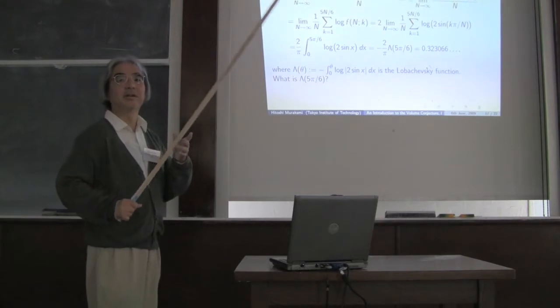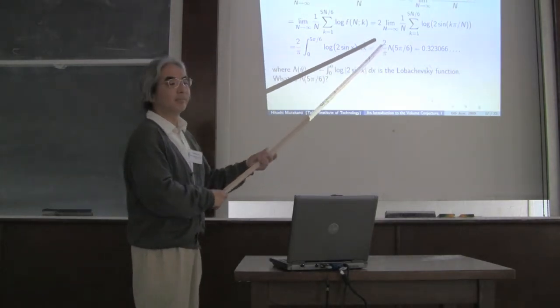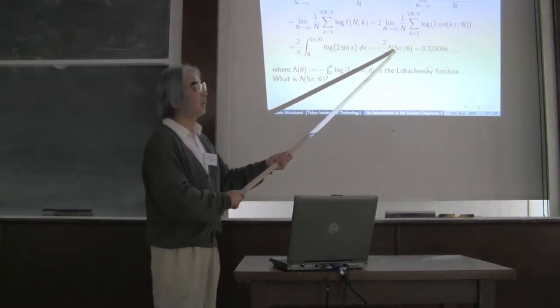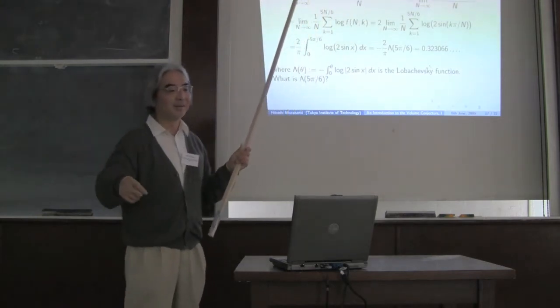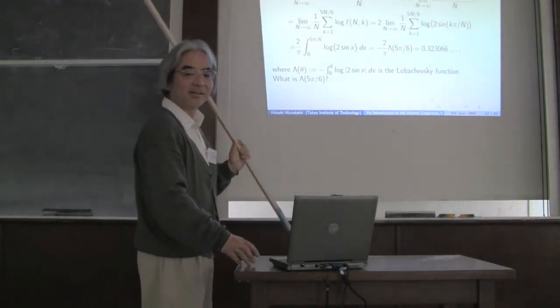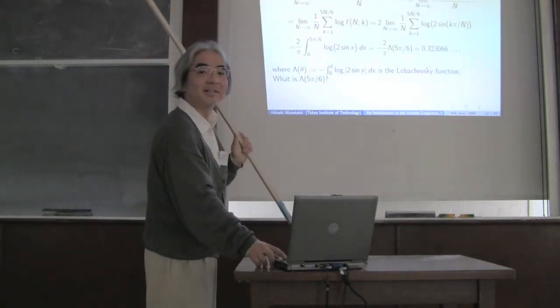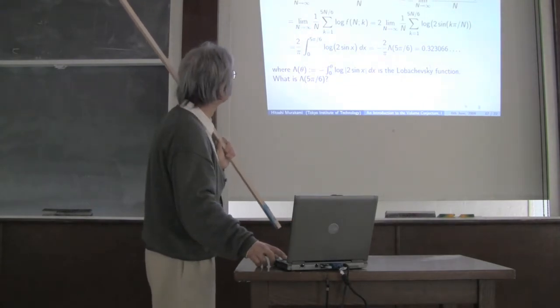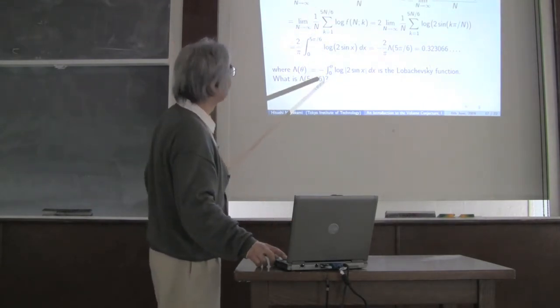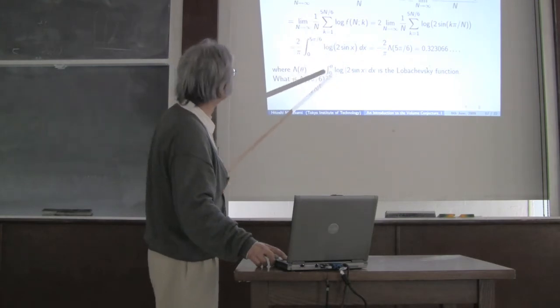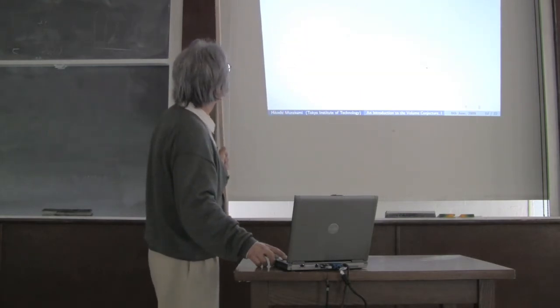I think this is correct. Because pi over 6 is big enough, it becomes negative again. So, I'll tell you how to calculate the value.